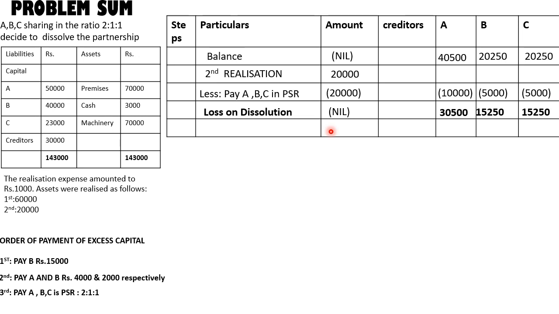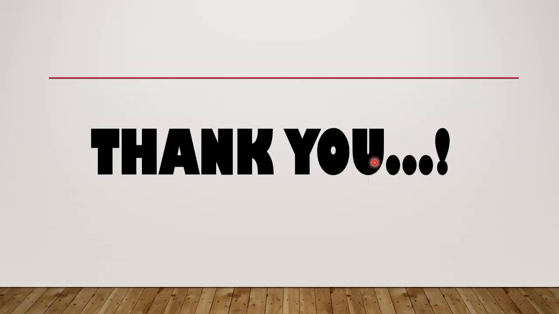Now one last thing that we need to note down is the final answer. Whatever you get, try reducing it and see if it matches with your PSR. In this case 30,500, 15,250 and 15,250, if you reduce it, yes, it is matching with the PSR, which is 2:1:1. So your final answer should match with your PSR. So with this, the problem sum based on piecemeal distribution comes to an end. Thank you.